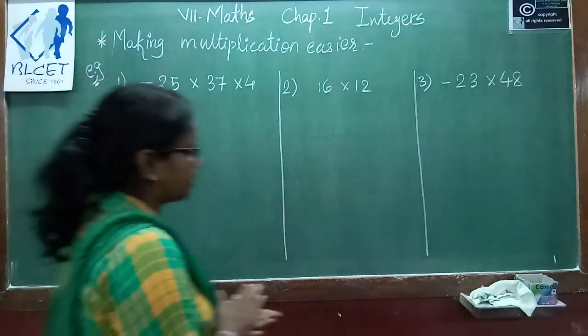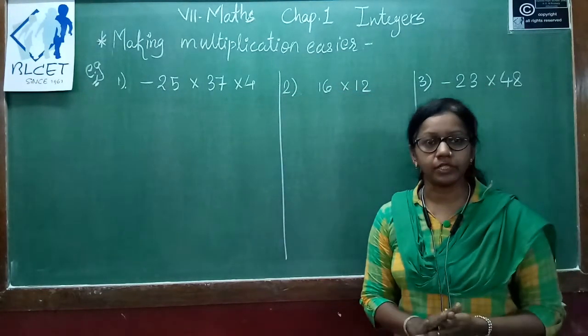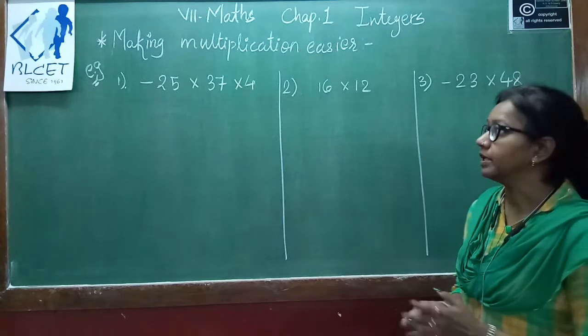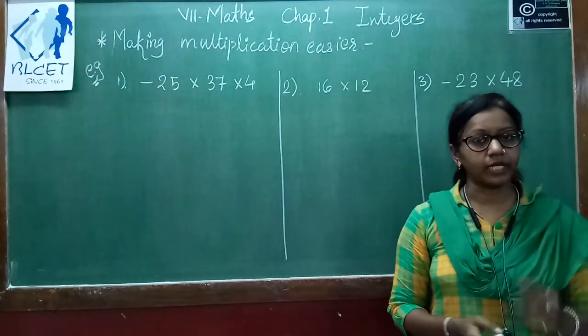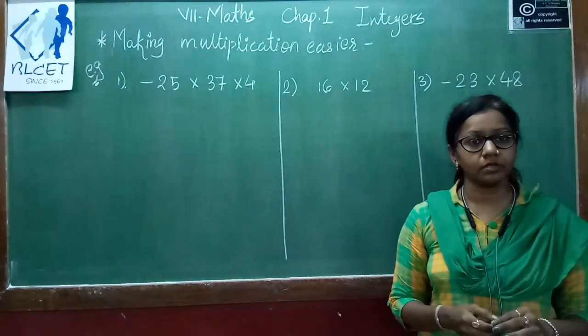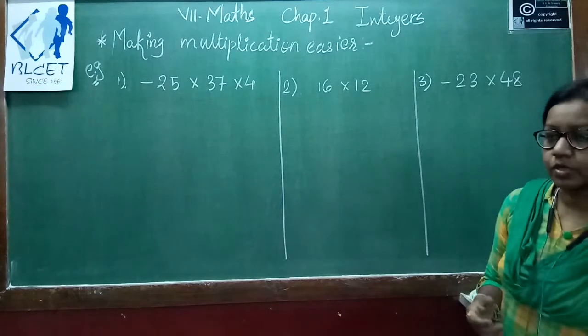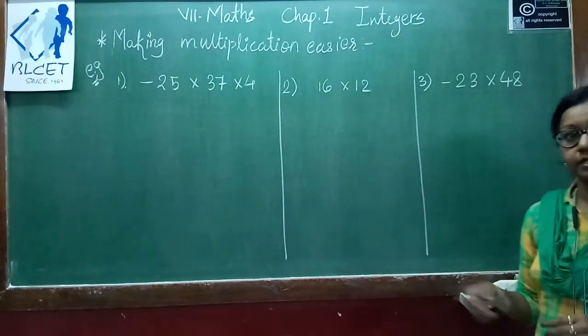So in the previous session we have done multiplication, property of multiplication. Now we will discuss making multiplication easier. Whenever you have to do the multiplication for more than 2 terms, or you are given 2 simple terms, then how will you do the multiplication very easily, that we will discuss.